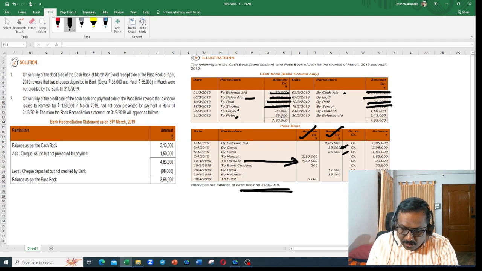And 38,000 of Kalpana also. Nowhere it is mentioned that this check is pertaining to March, so we don't require to consider. We need to consider these two as April month checks only. Then this 2,80,000 to Naresh.